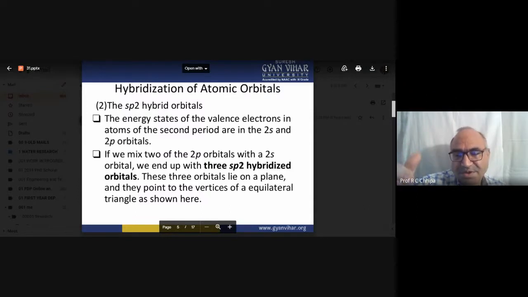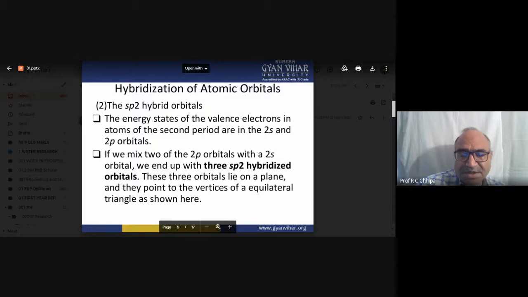So in ethylene, a carbon-carbon sigma bond and a carbon-carbon double bond form. In the carbon-carbon double bond, one bond is a sigma bond and the other is a pi bond. That is the concern of ethylene, the well-known compound used in polymers, that is polythene. In sp2 hybridization, the energy states of valence electrons in an atom of the second period are in the 2s and 2p orbitals.